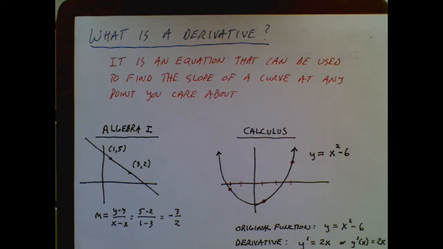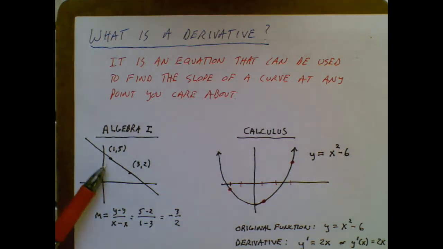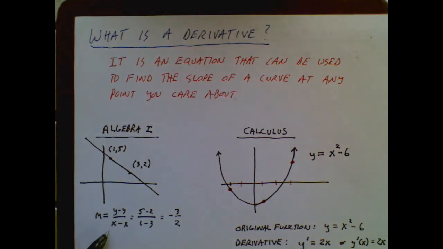So an informal definition, one you won't find in a math book, is it's just an equation that can be used to find the slope of a curve at any point you care about. So let's think about this philosophically for a second. When you were in Algebra 1, your teacher asked you about slope a lot. So you'd get a line like that, and you'd do the old y minus y over x minus x, and you'd get a slope, in this case, -3/2.